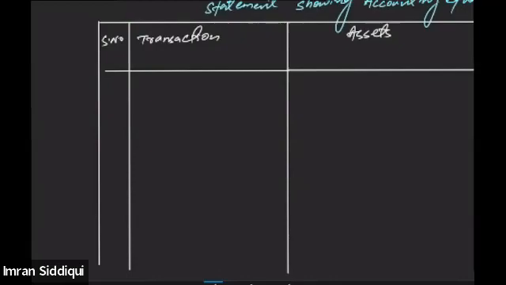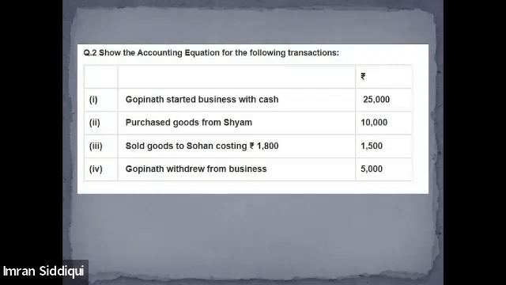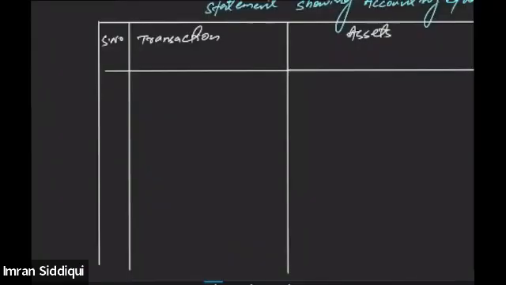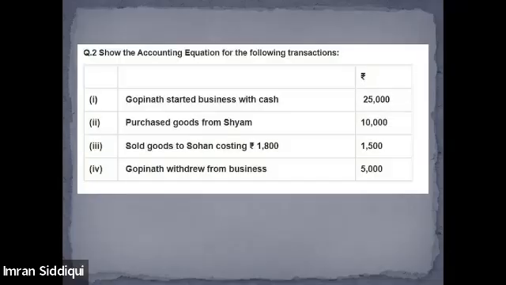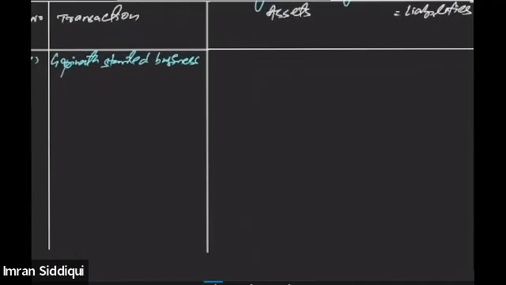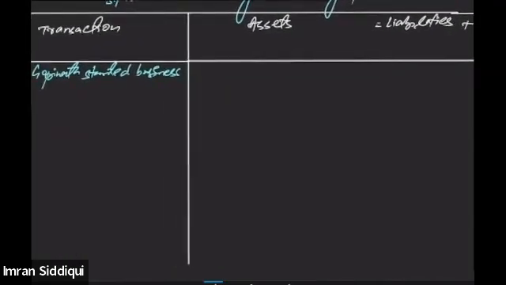Okay. Now let's talk about the first information given in the question. It says Gopinath started business with cash. Now, can any one of you please tell me how this particular transaction will affect the asset, liability, or capital?